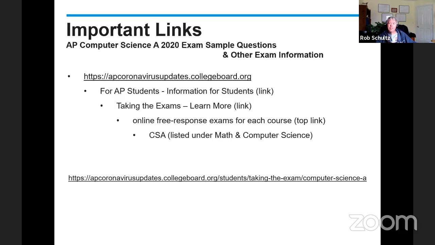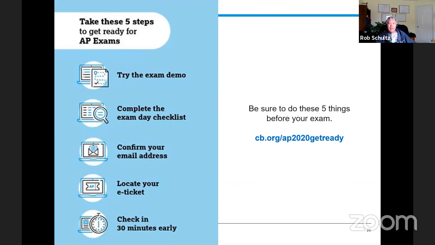Okay. And let's see, 5 steps. Yep, we have 5 steps that College Board is suggesting. Make sure you try the exam demo, complete the exam day checklist, confirm your email address, make sure you have your e-ticket. Hopefully everybody received the confirmation on Monday, and if not, make sure you go back and confirm your email address. Remember that if by some chance you're not getting the emails, you can also get to your e-ticket on My AP. And definitely don't forget to check in 30 minutes early. So these are all of the things that you need to do before the exam even starts.